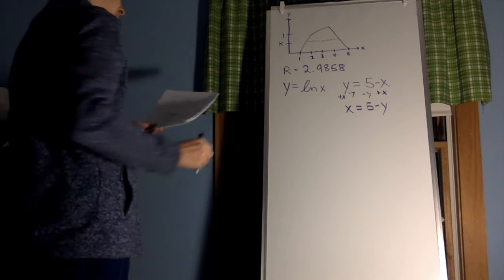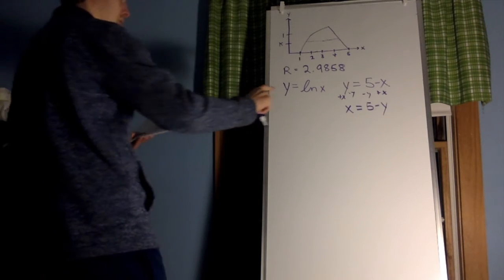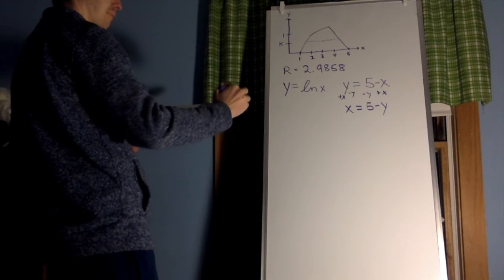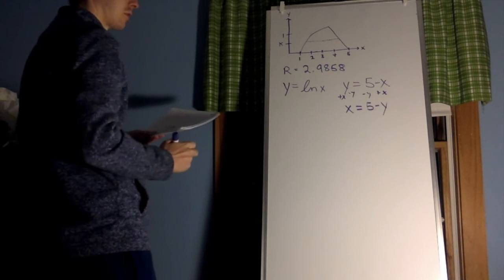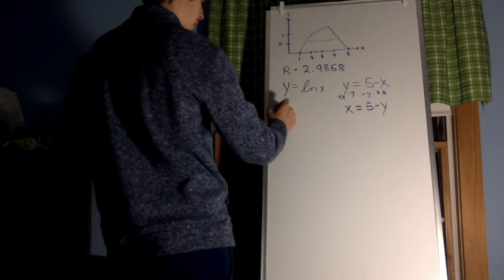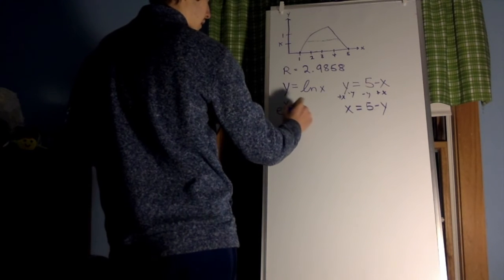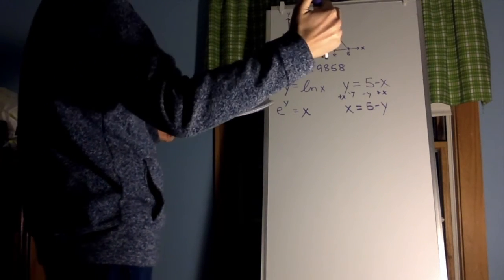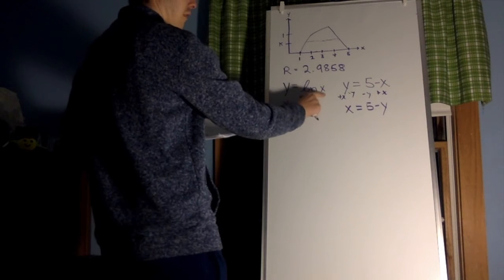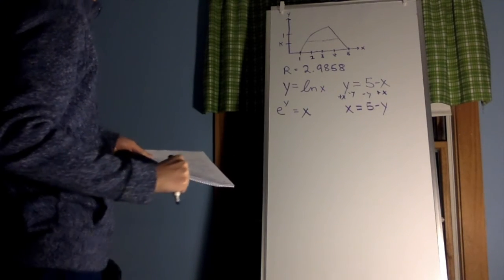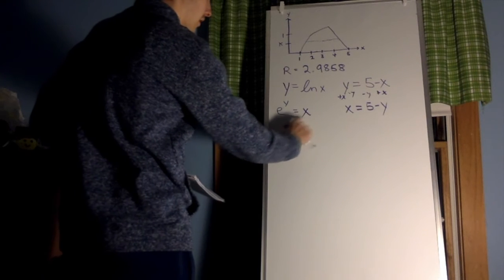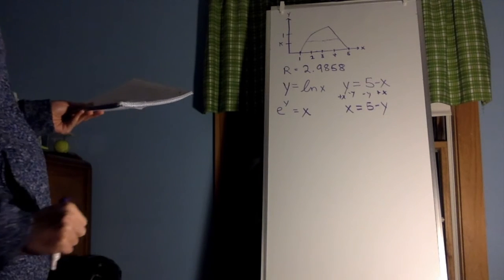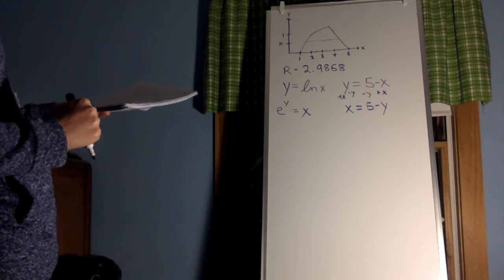And over here, if I have natural log of x, in order to change this in terms of y, I'm going to have to rewrite this. e to the y equals x, because e to the natural log of some value or variable will just get that value or variable. Just kind of inverse operations there. Okay, so now we have these in terms of y, which makes things a lot easier.